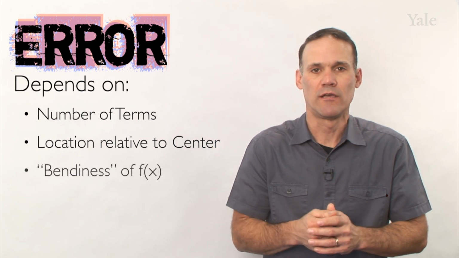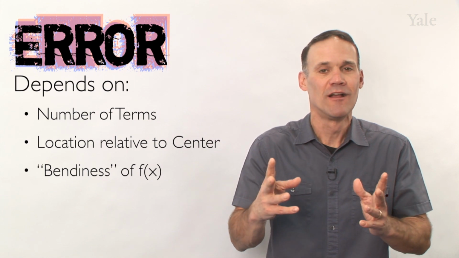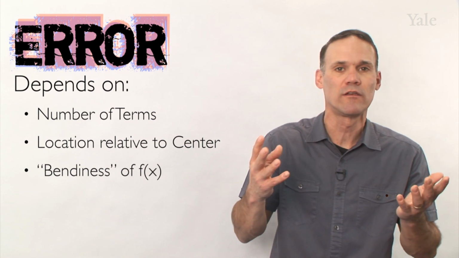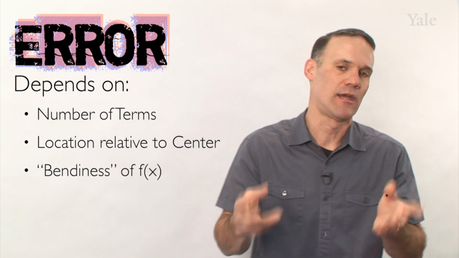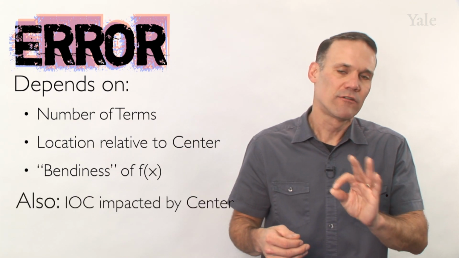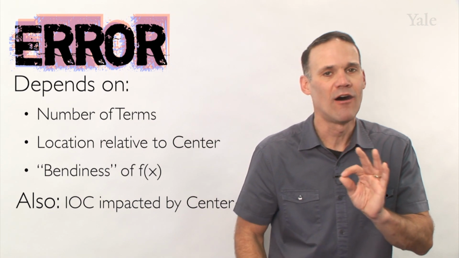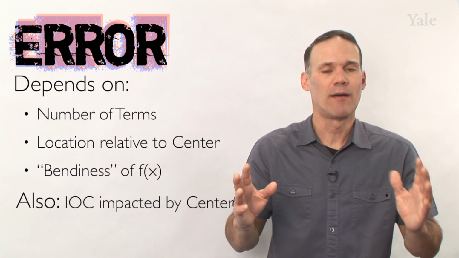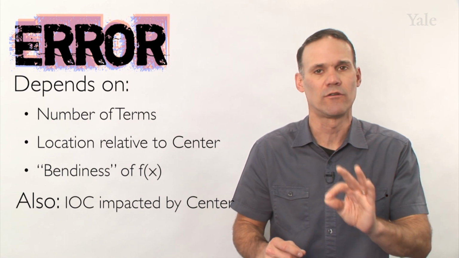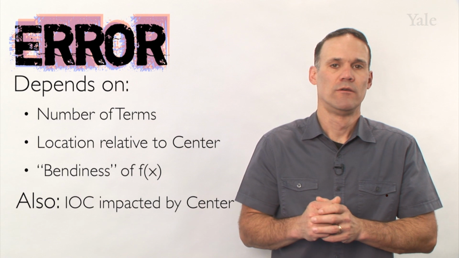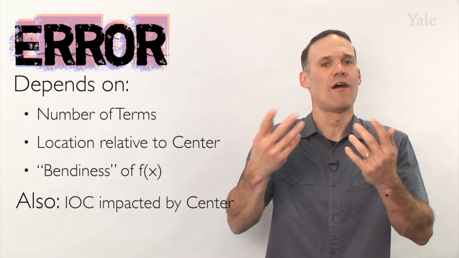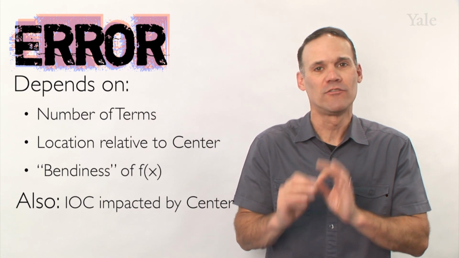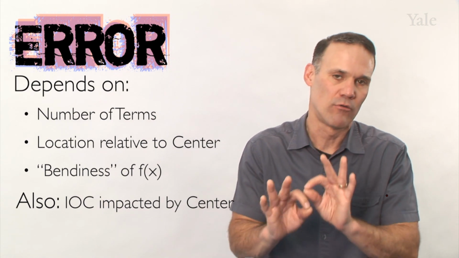The third thing that we've seen is that the bendiness of the function matters. If the function is rapidly decreasing or increasing, that's going to have some impact on the error. And then the last little caveat that we have is that somehow the interval of convergence, the width of that, may be impacted simply by changing the center in some fashion. So that's a nice visual, a nice qualitative understanding of what's going on, but we would really like to be able to understand this from a precise mathematical point of view.